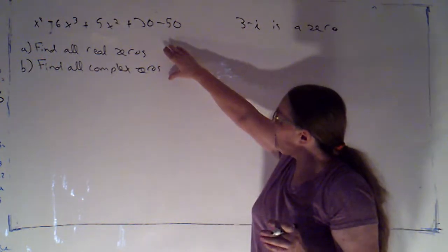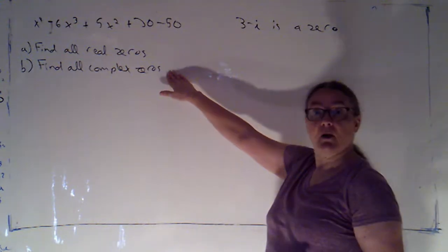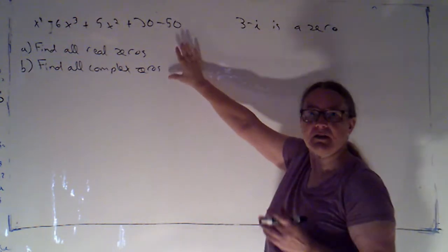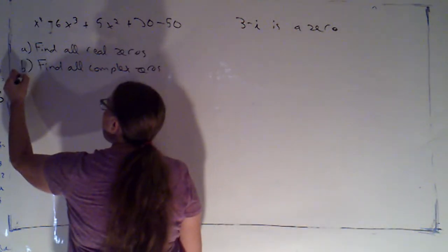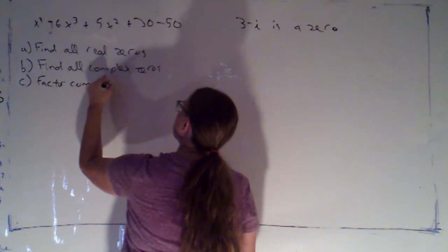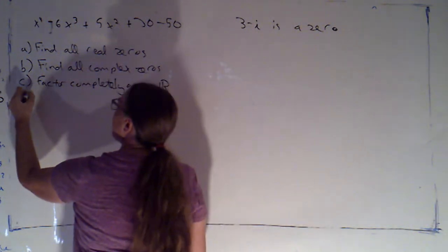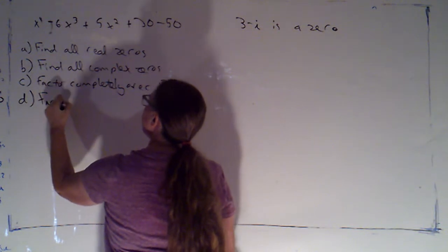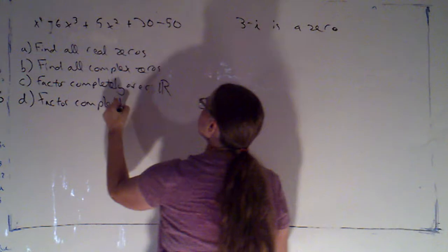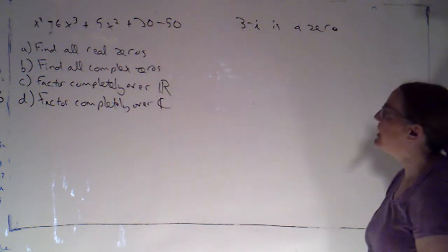But I want you to be aware of which ones are real and which ones aren't, and also to be aware that the real ones are included in the complex numbers. So I'm going to have you distinguish them here. And then I want you to factor completely over the real numbers. And then I want you to factor completely over the complex numbers. Okay.